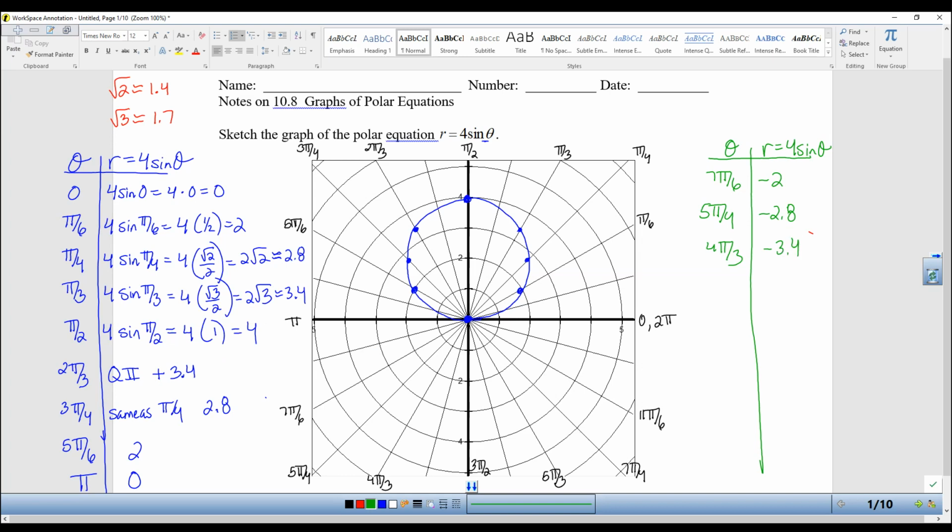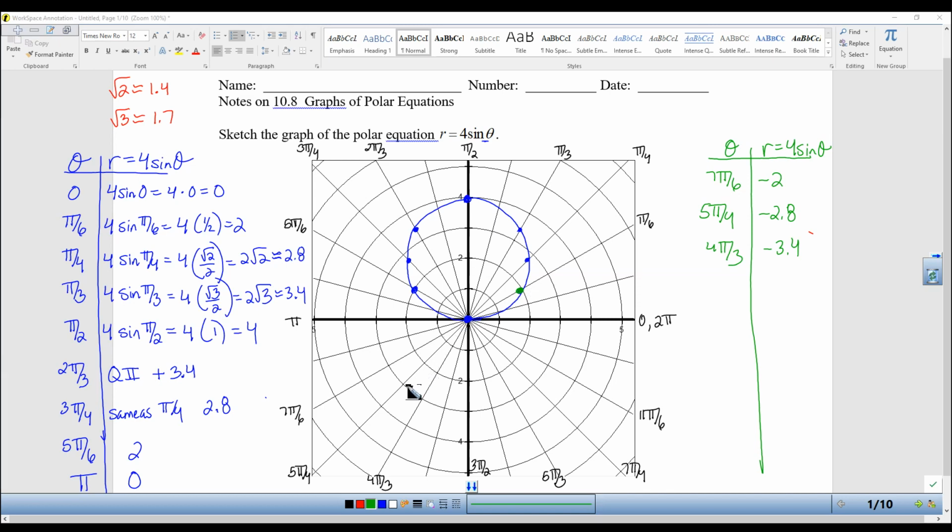And so on. Now, I'm actually not going to continue, because if you start to graph these, you're going to see something really interesting. At 7 pi 6, I go to plot 2, but then I realize that it's negative 2. So I have to plot it over here. I've already plotted that point.